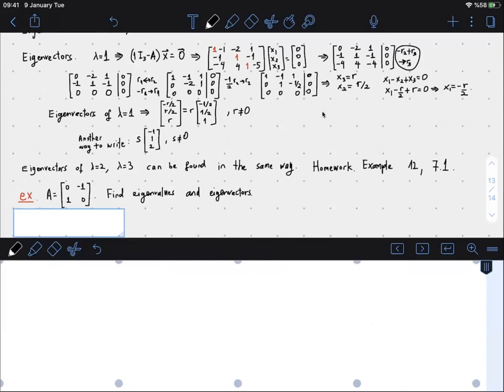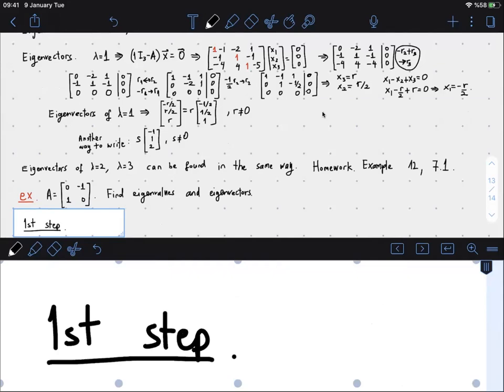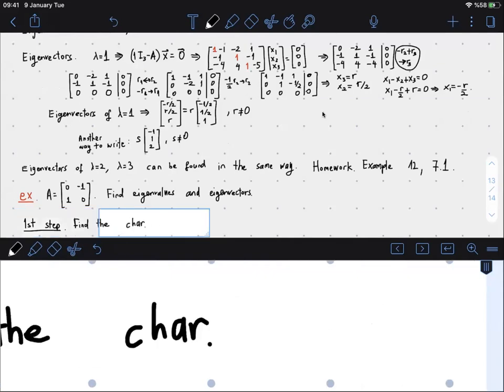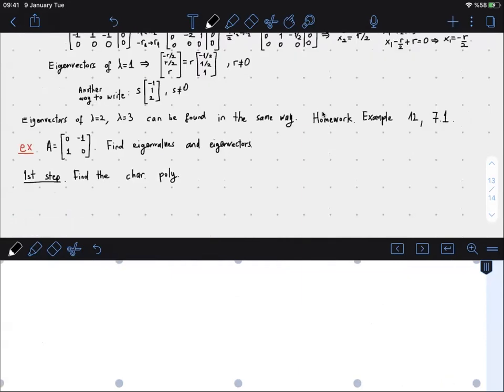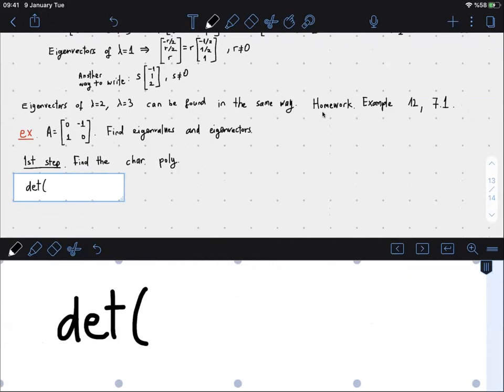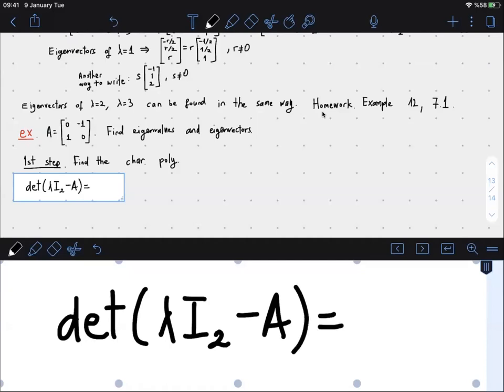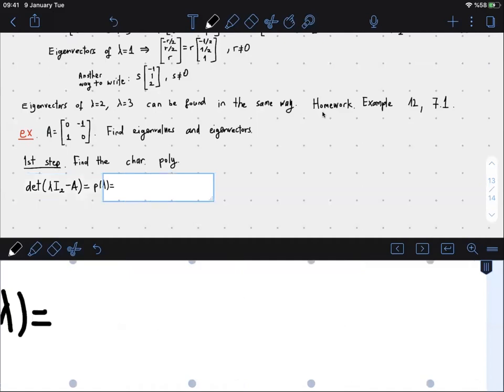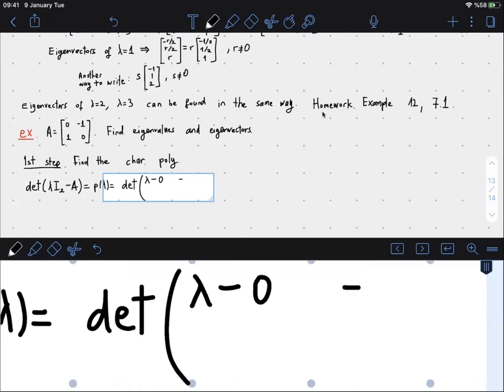Okay, so let's do it step by step. The first step is to find the characteristic polynomial, right? So what is the characteristic polynomial? The characteristic polynomial is the determinant of lambda I, this time I is 2 by 2, minus A, which is called the characteristic polynomial, P lambda. So if I write this, what do I get? I get the determinant of lambda minus first component of A, then -1, then +1, then lambda minus 0.